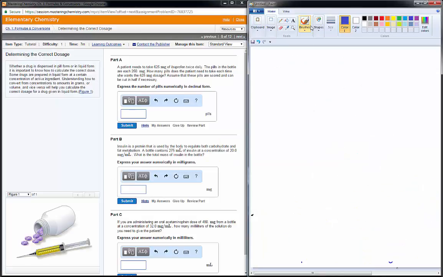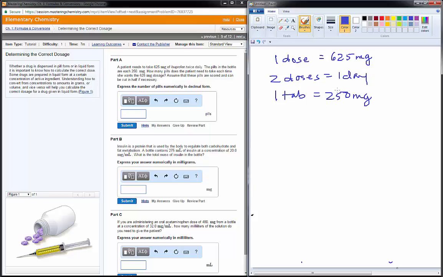Okay, let's do this with dosing. Patient needs to take 625 milligrams of ibuprofen twice daily. So one dose is 625 milligrams. And you need 2 doses in 1 day. That's what it says. Pills in the bottle are each 250 milligrams. So 1 tablet equals 250 milligrams. How many pills does the patient need to take?